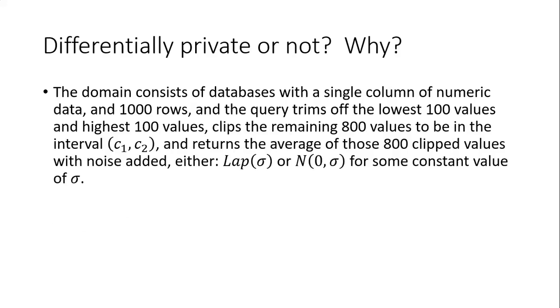trim the top 100 and lowest 100 off, but then you clip the remaining 800 values to be in the interval C1, C2. So if any of the values are less than C1, you make them C1, and if any of the values are more than C2, then you just make them C2, and then you return the average of those 800 clipped values with noise out. So the clipping is the key to making it differentially private.